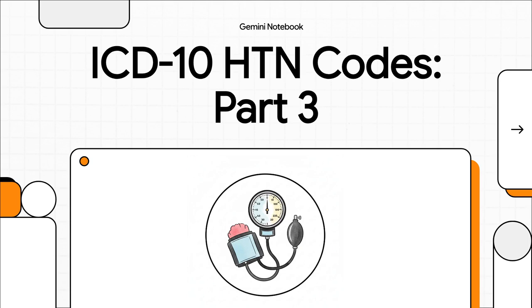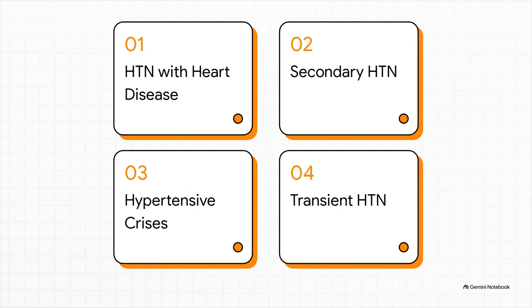If we undercode or mess up the sequencing, the facility literally loses out on reimbursement for the actual complexity of care provided, and the patient's record is just incomplete. So let's get into it. Here is what we're covering today. First, hypertension with heart disease. Second, secondary hypertension guidelines. Third, hypertensive crises. And fourth, transient hypertension. Let's jump right in.